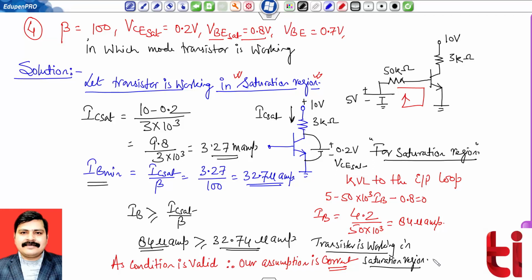So we are stopping here. In this module, we have discussed the comparison of various biasing methods, and we have discussed few basic numericals on the transistor.